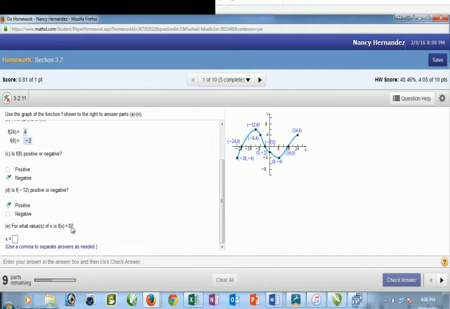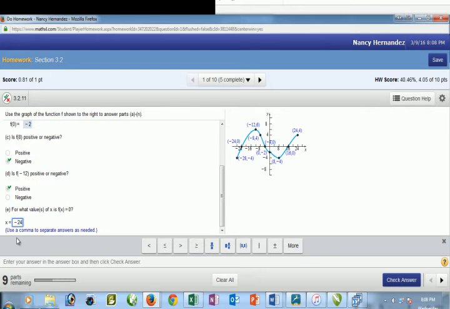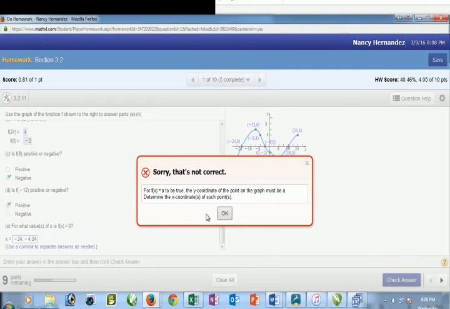For what value of x is f of x 0? What is it asking? For what x is my y 0? F of x is what? I see a -24, a -4. So we're going to write -24, comma, -4, comma, 24. That should be my 3 x-intercepts. Check the answer. Uh-oh.